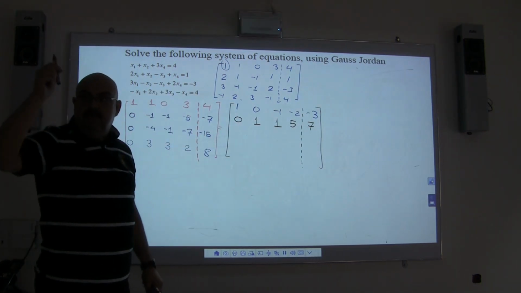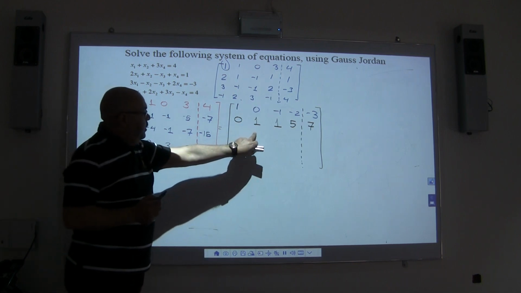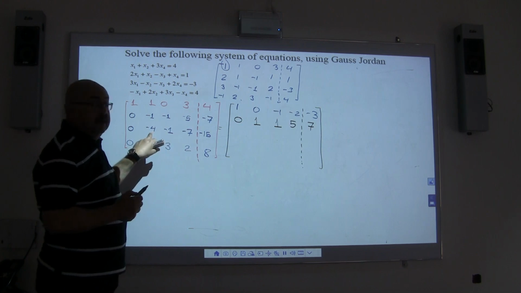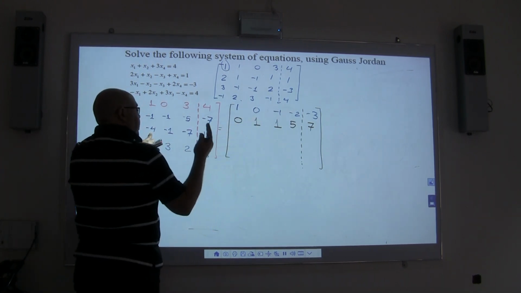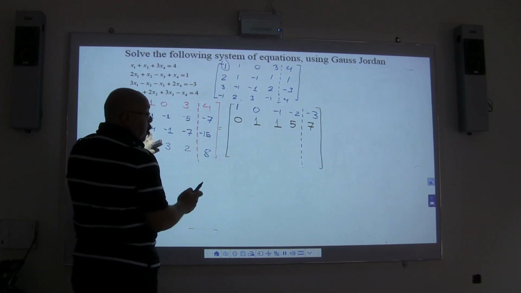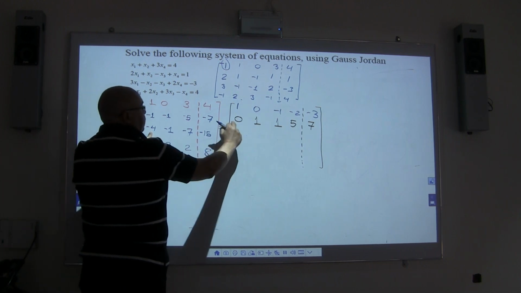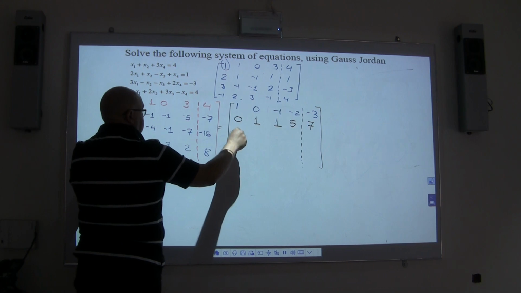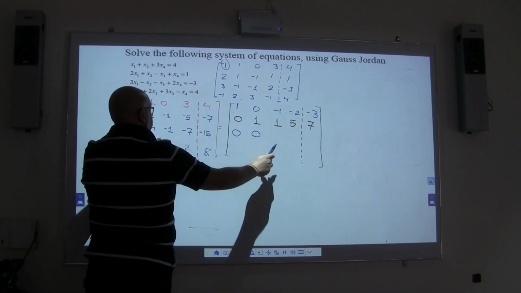I've adjusted the number above. For us, the number below the positive 1 is negative 4. So I have to multiply this one by 4, and then I will add. So 4 times 0 equals 0, plus 0, 0. 4 plus negative 4 is going to be 0.